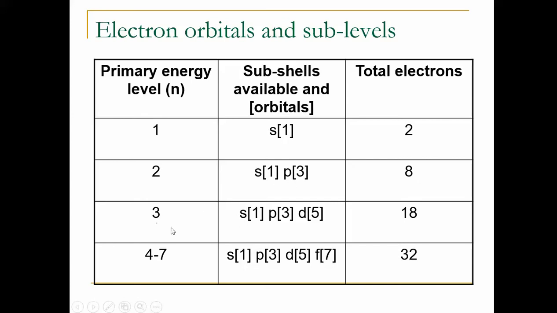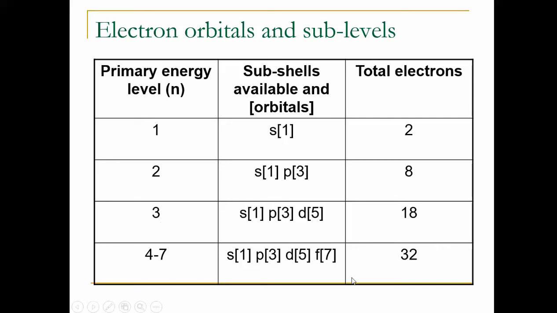When we get to the third energy level, there are 3 sublevels available. There is the s sublevel, which again has 1 orbital. There is the p sublevel, which has 3 orbitals. And there is the d, which has 5 orbitals. 5 plus 3 plus 1 is 9, and 9 times 2 is 18. So there are 18 possible electrons that can fit in the third energy level, and so on and so forth.